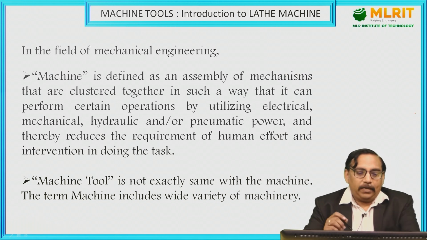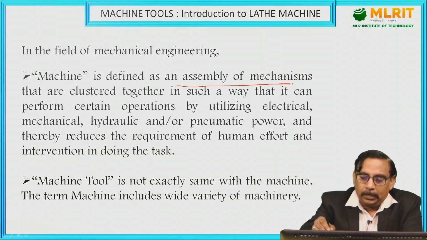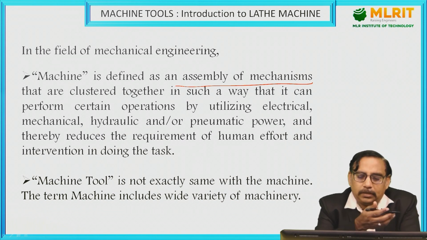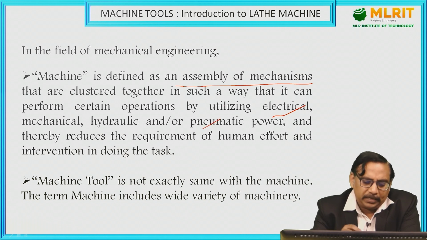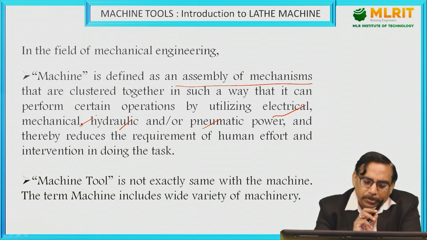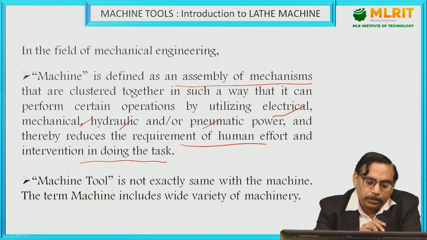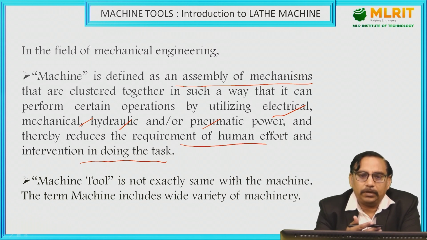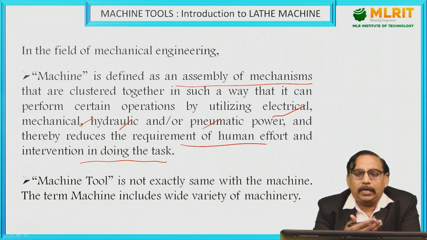So, in the field of mechanical engineering, a machine is defined as an assembly of mechanisms combined together in such a way that it can perform certain operations, by utilizing electrical, pneumatic, hydraulic, or mechanical power, whatever sort of power is available. The machine is used to reduce the requirement of human effort and intervention in doing the task, such that we can produce n number of parts in less production time.